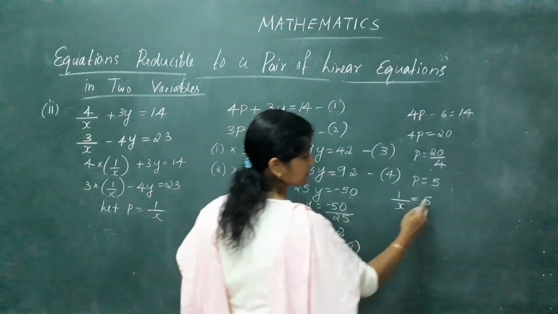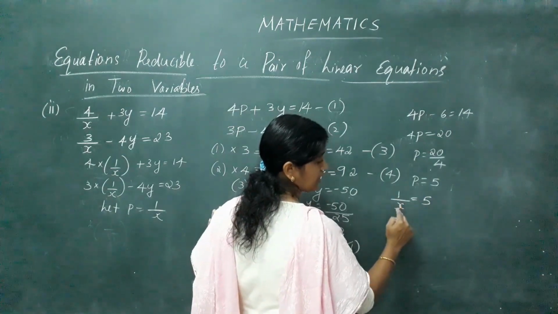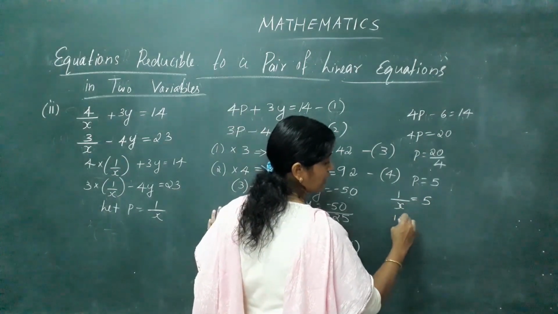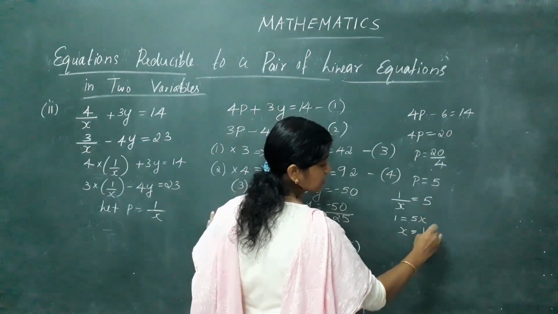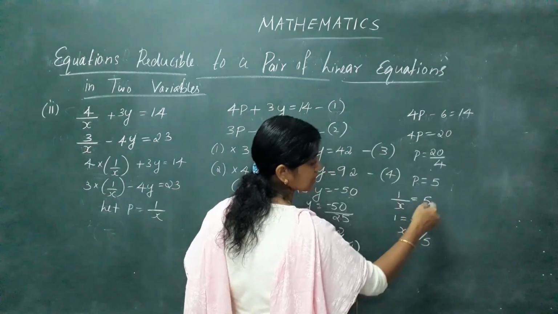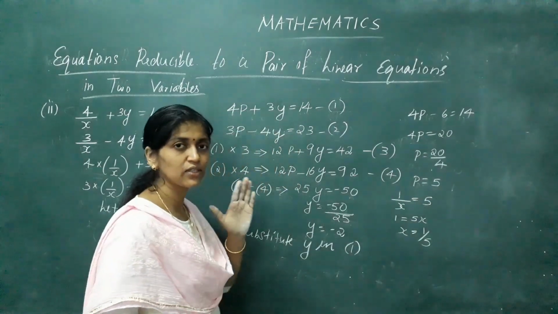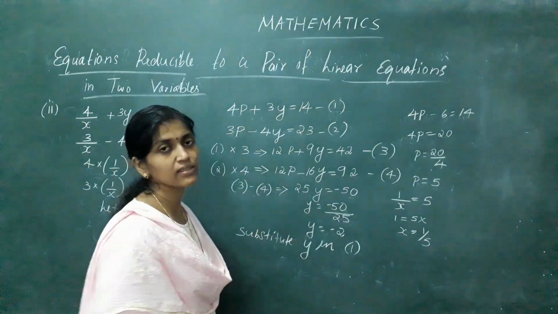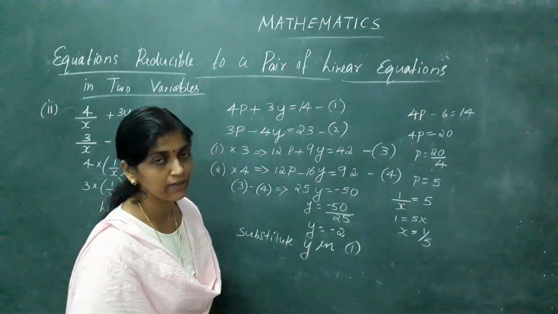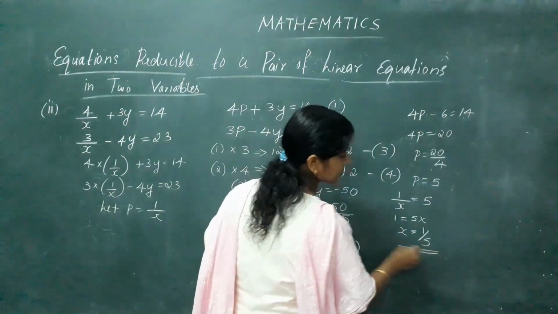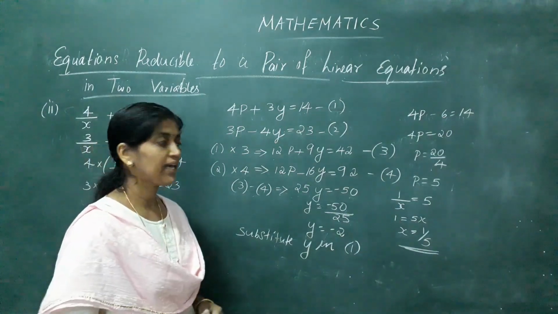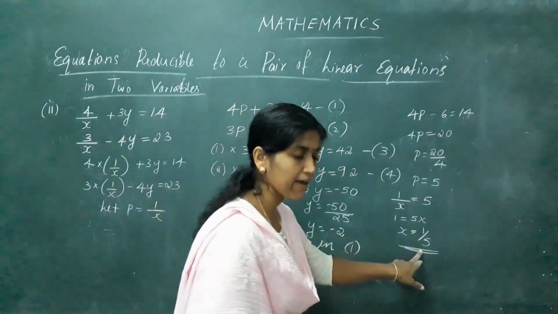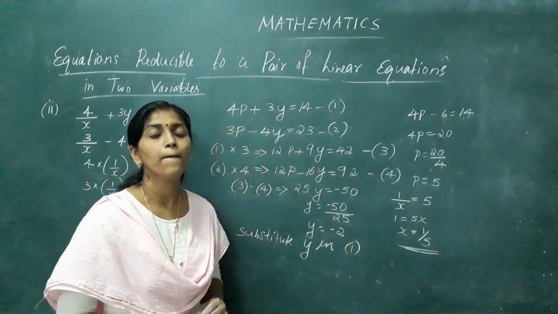Now again transposing, 5 into x, 1 is equal to 5x. x is equal to, transposing, 1 by 5. So 1 by x is equal to 5 means x is, you can take the reciprocal, x is equal to 1 by 5. So we get the value x is equal to 1 by 5. So which are the solutions here? x is equal to 1 by 5 and y is equal to minus 2.